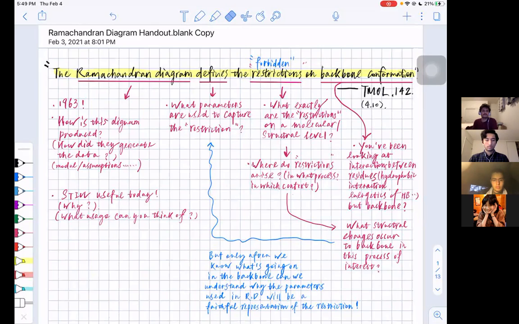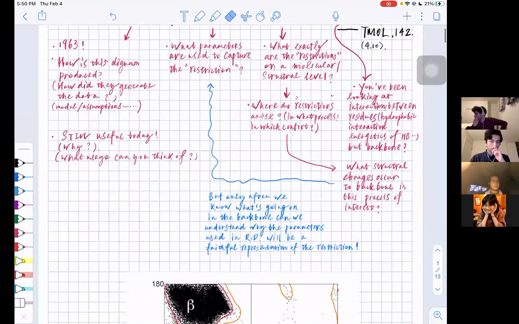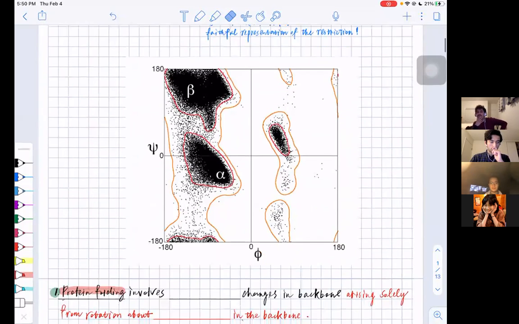And since you guys have been talking a lot about the non-covalent interaction between the residues, notice the Ramachandran diagram is really dealing with the backbone, which is covalent bond. So what should we be really looking at? And only after we understand what's going on in the backbone can we understand why the parameter in the Ramachandran diagram will be a faithful representation of the restriction on backbone conformation. All right, so let's dive in. This is a Ramachandran diagram.